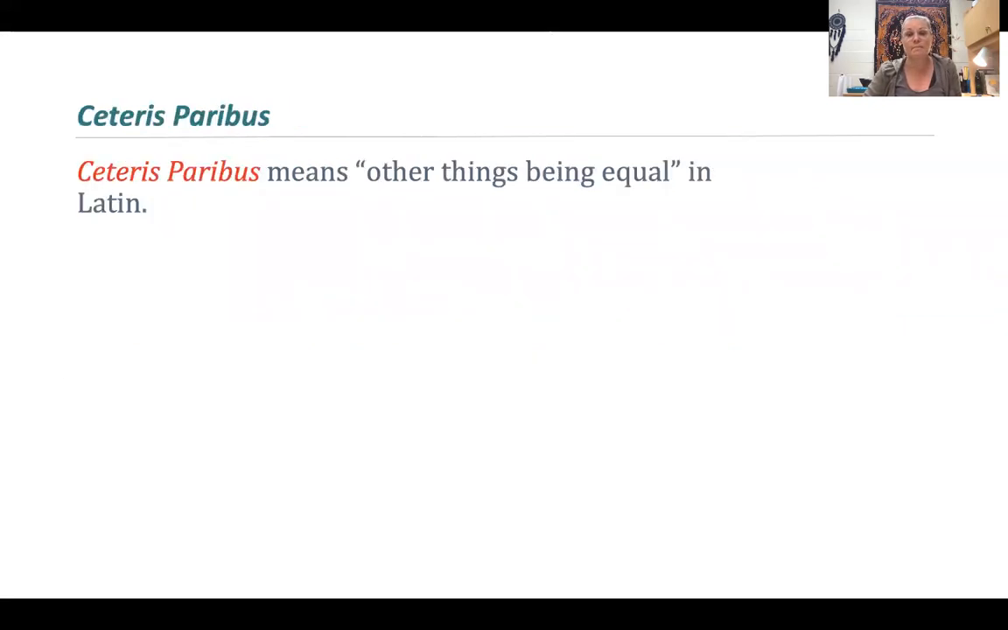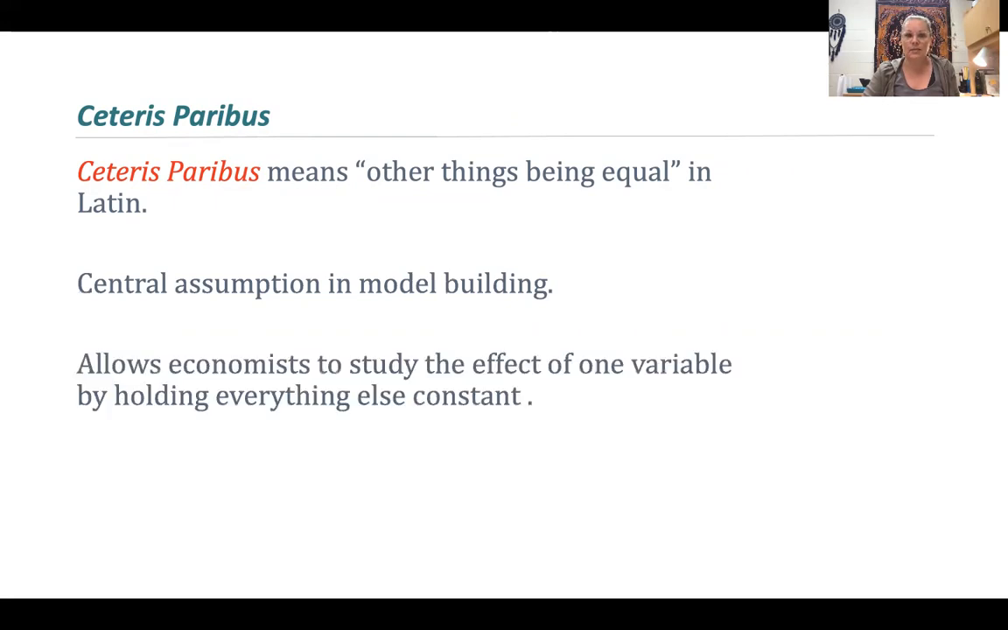One of the assumptions we make in economics is in Latin called ceteris paribus. It literally means other things being equal. This is a central assumption in our building of economic models. It allows us to move or change only one variable at a time. And by doing this, by holding everything else constant or the same in our model, we can study the effect of that one variable and say with more certainty what the outcomes or the predictions are from changes in that variable.